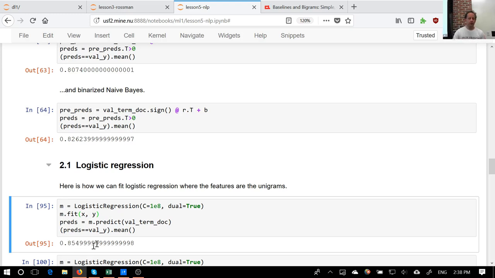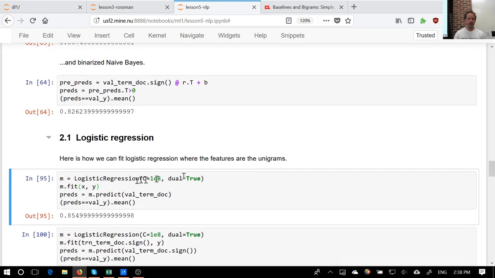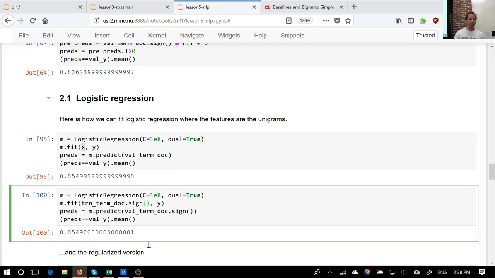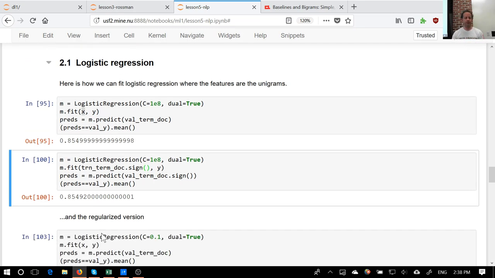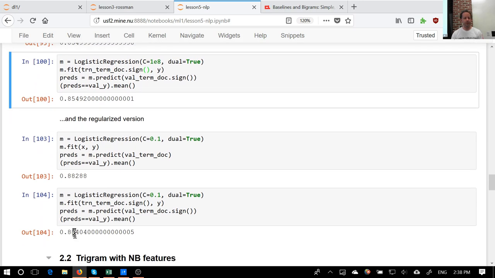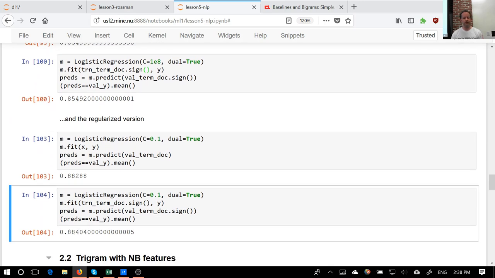Then we noticed that rather than take the whole term document matrix, we could instead just take the ones and zeros for presence or absence of a word. Sometimes this was equally as good. But then we tried something else, which is adding regularization. And with regularization, the binarized approach turned out to be a little better.